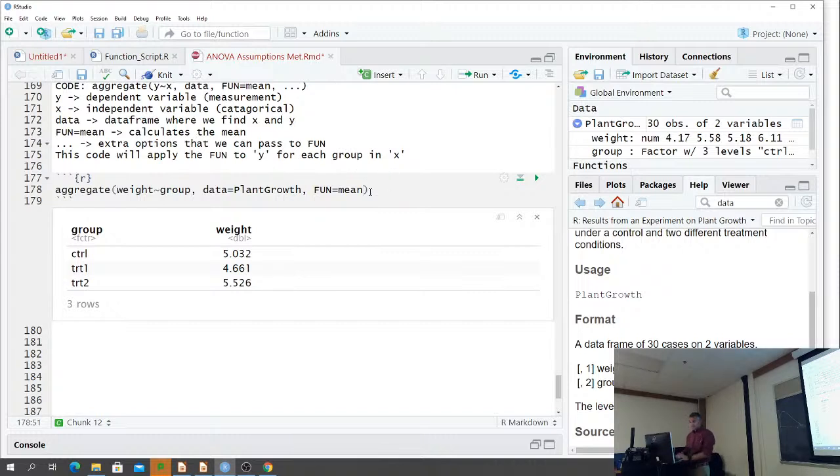So here are our means. They're probably close to our medians. You can see we've got about 5, 4.6, and then 5.5. So these look pretty different.